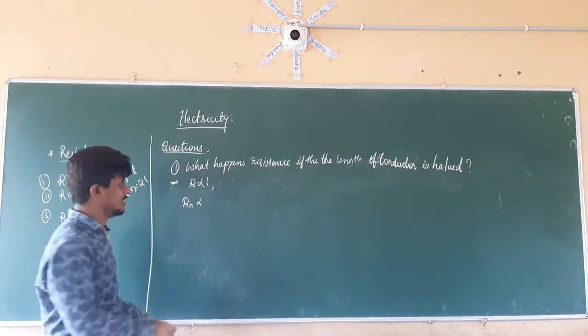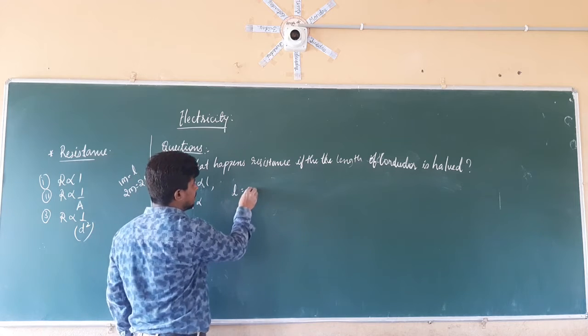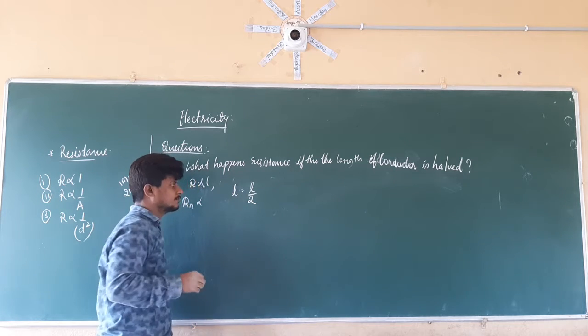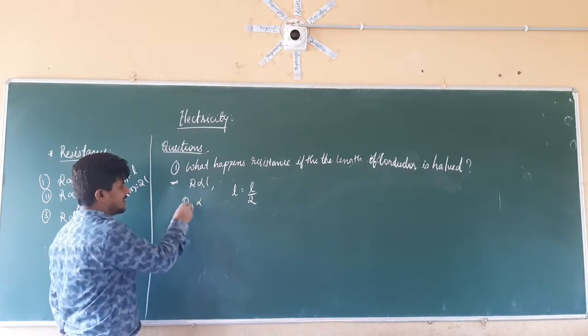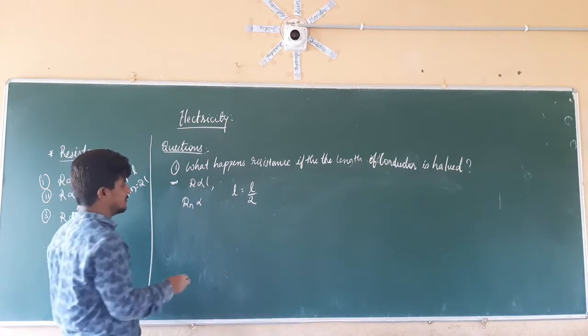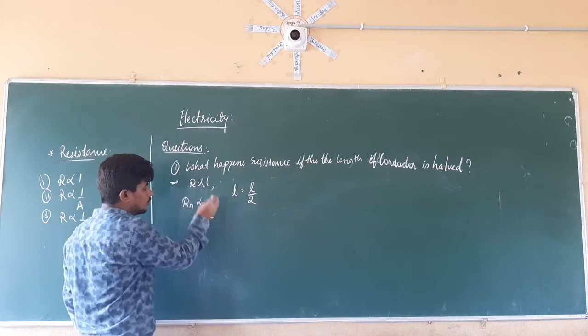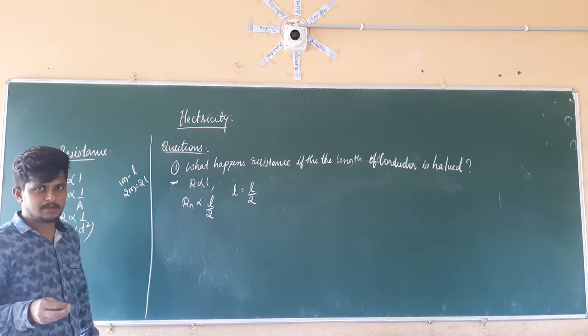Next, the new resistance Rn is directly proportional to, if you see the problem statement here, the length of the conductor is half, so the original length is becoming half of that length. Now, Rn is directly proportional to length, so it will become L by 2.